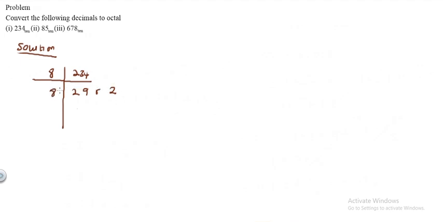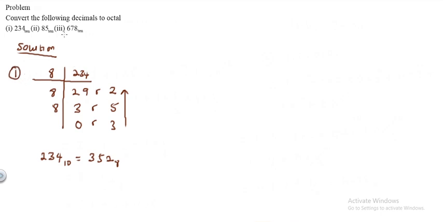We do the same thing again. We say 29 divided by 8. We have 3 remainder 5. Then we try to do the same thing again. Because we cannot get any 8 out of 3, we simply say 0 remainder 3. Then I'll be picking numbers from the bottom to the top, so that I can say this is 234 base 10 is equal to 352 base 8. So that's it for the first example.